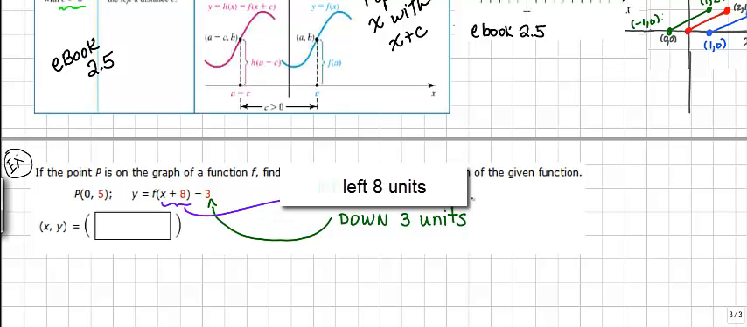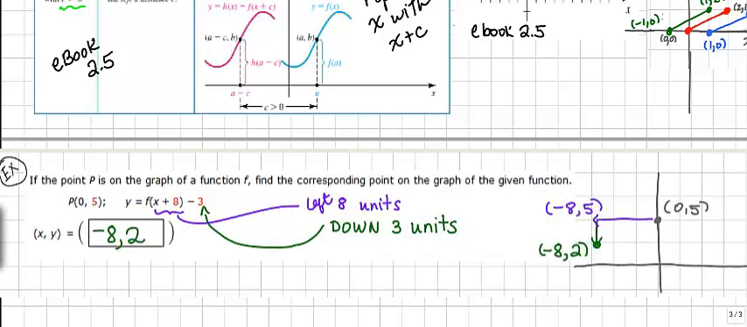Now, I didn't give you the graph, I just gave you a point on the graph. So let's track this. If we have a point (0, 5) in the coordinate plane, and I'll fudge a little bit here on the scaling, if I move left 8 units, that's going to put me at the ordered pair (-8, 5). If from there I move down 3 units, that would put me at the point (-8, 2). So this would be the new point on the graph where you've made these translations.